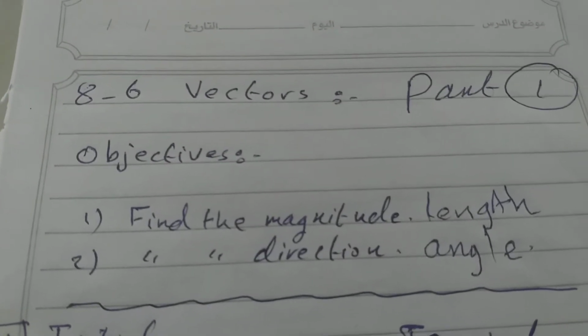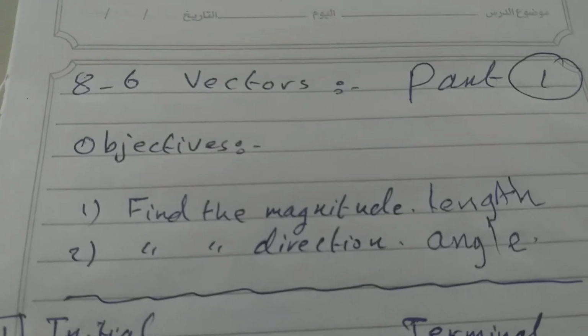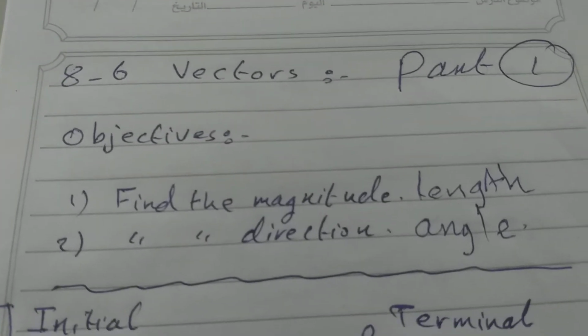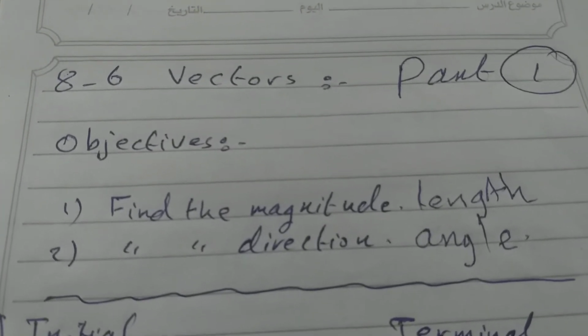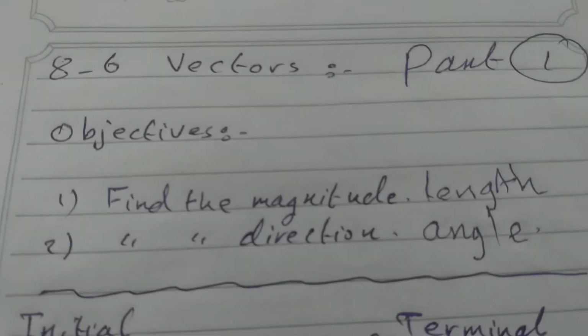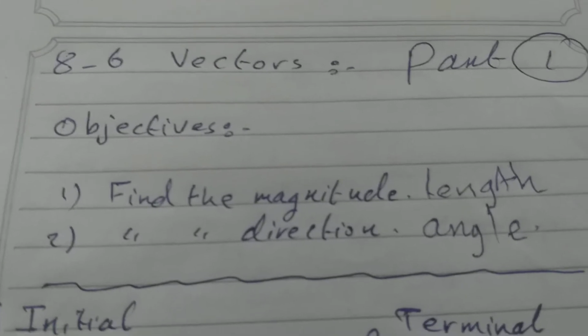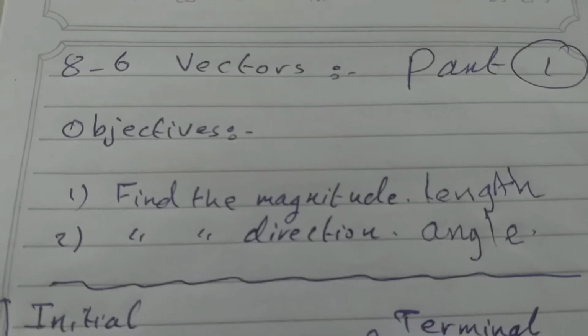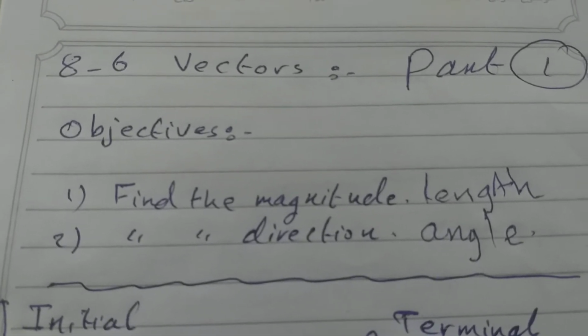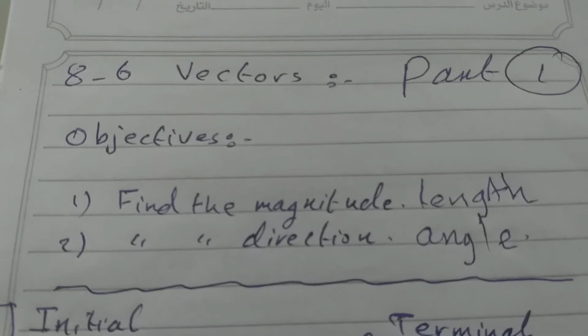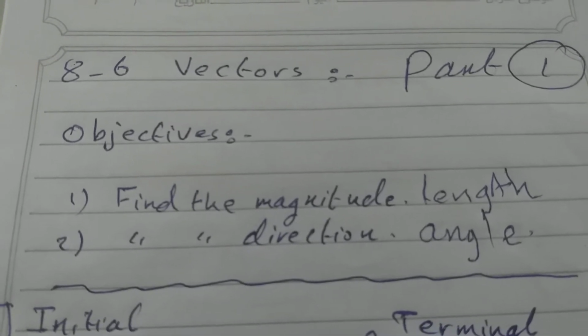For today, I will start with lesson number 6 of chapter 8, and I will divide this lesson into two parts. The objectives of this lesson are to find the magnitude of the vector, which means the length, and the direction, which is the angle.